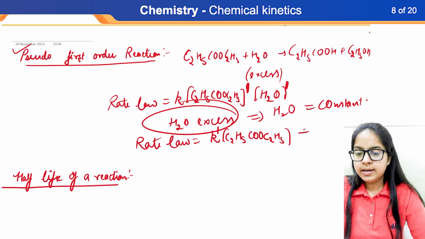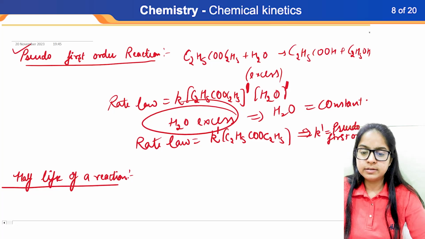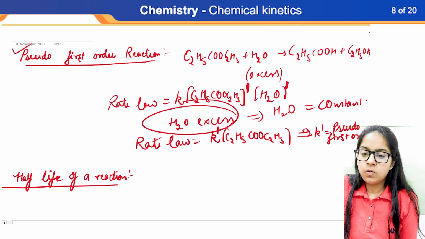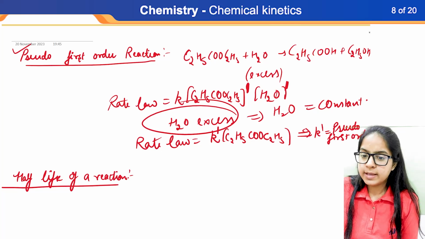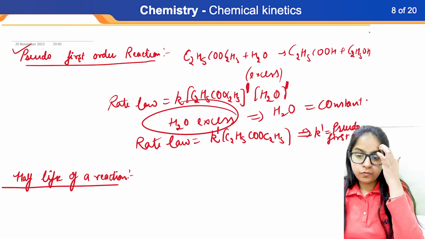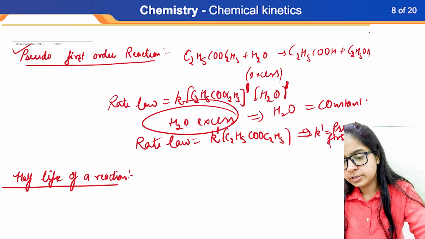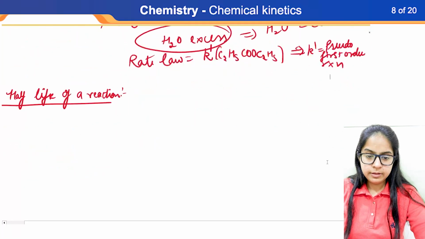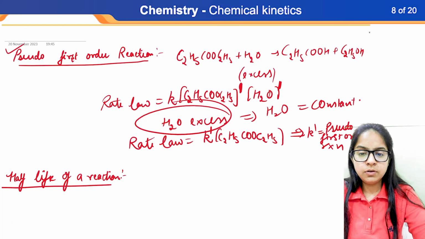This K dash is pseudo first order reaction because it's a false reaction. It's a false constant because we do not know what is the order. So we have taken H2O as a constant value for getting the exact rate law for the pseudo first order reaction. Okay, I hope I am able to give you the glimpse. So this is pseudo first order reaction.